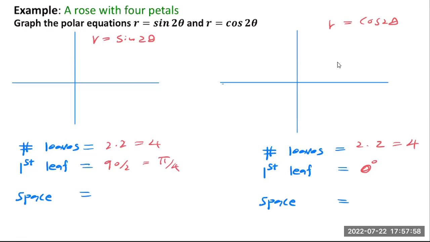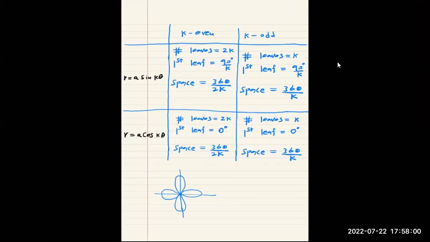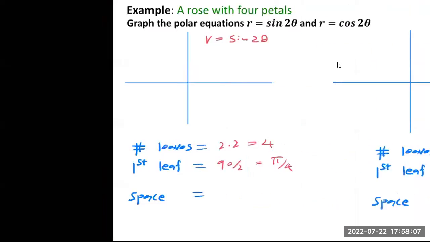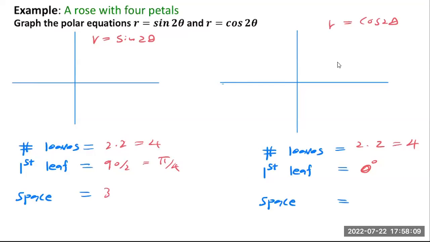Okay, and then finally the space between two leaves, that will be 360 over 2k for both graphs. 360 over 2k, that is 360 over 2 times k. K is 2. What is this? Pi over 2. This is also pi over 2. Okay, now we have figured out the first leaf. First leaf is at pi over 4, and space between two leaves is pi over 2.